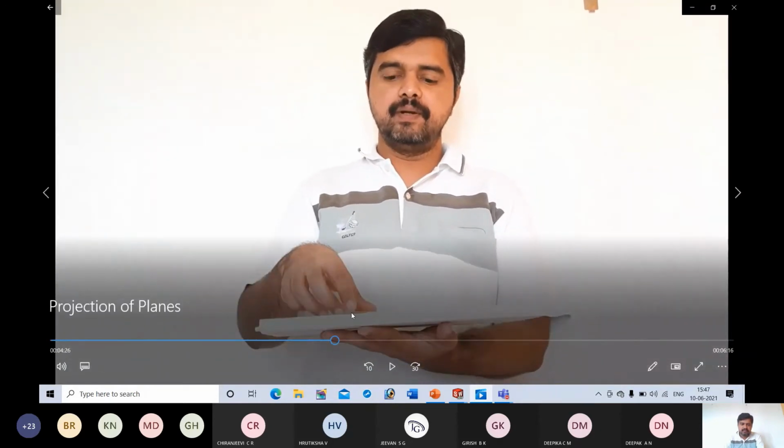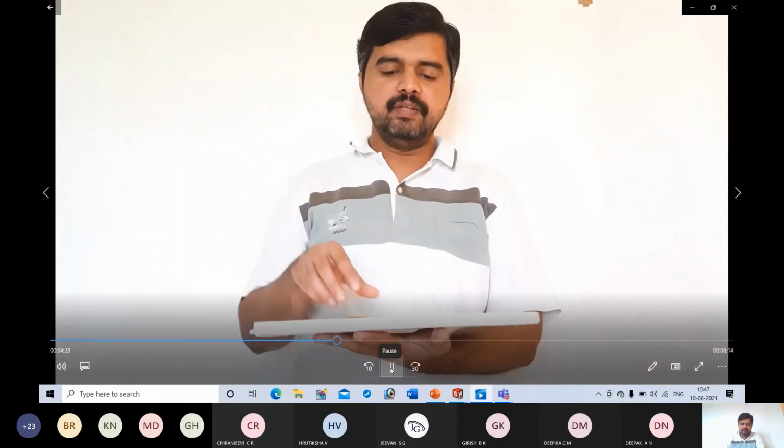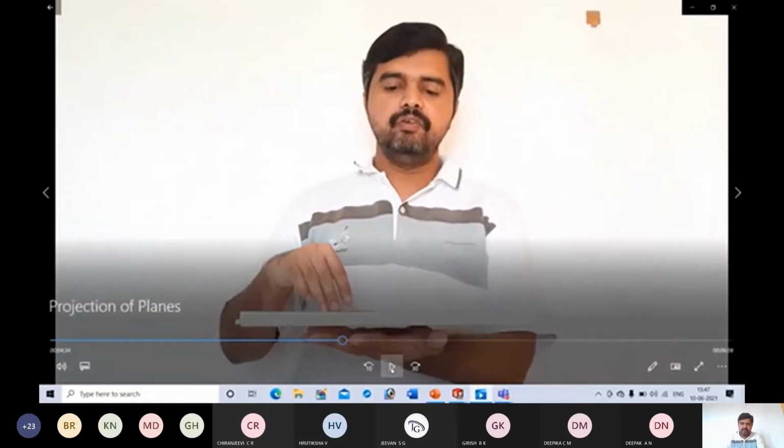So consider this as HP. Now the complete lamina is kept on HP. That means the complete triangular lamina is kept on this sheet. This itself is HP. You are keeping the complete plane on HP. The reason is, if the complete plane is on HP, it will become parallel to HP.